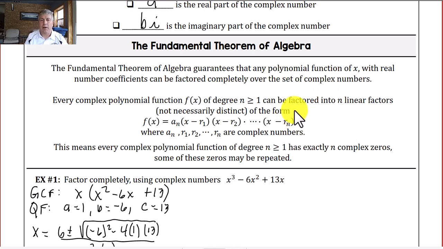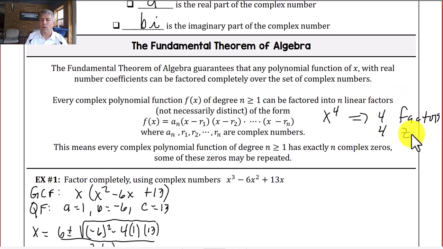Let's take a look at the fundamental theorem of algebra. The fundamental theorem of algebra guarantees that any polynomial function of x with real number coefficients can be factored completely over the set of complex numbers, which means any polynomial can be factored, but it might have real factors and it might have imaginary factors. Essentially, what the fundamental theorem of algebra says is that if we have a 4th degree polynomial, something like x to the 4th, there will be 4 factors. Some might be real and some might be imaginary.